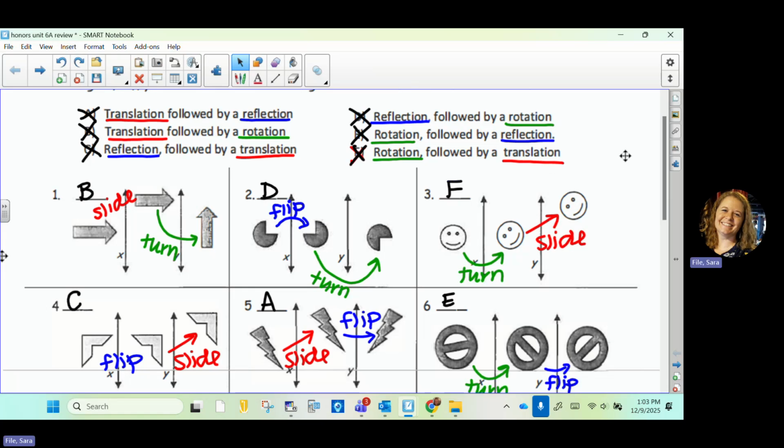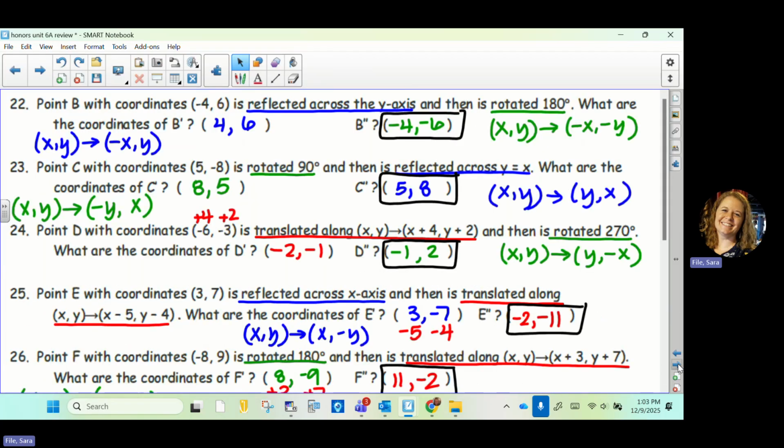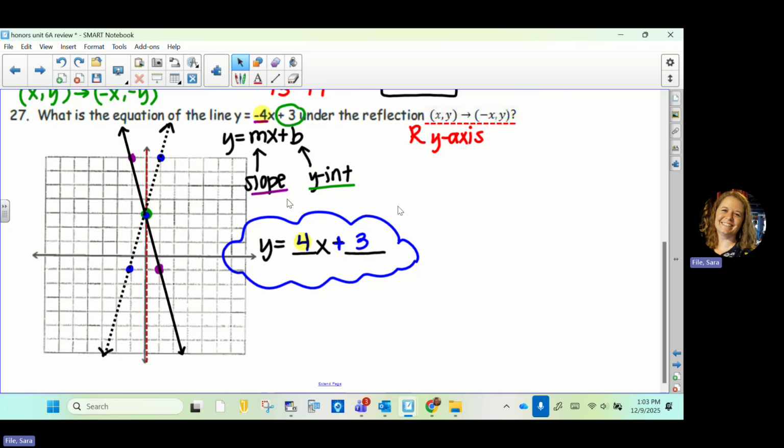What else? Number 27. Okay, so on 27, I think this is the one where you reflect a line. Yes. So I showed this graphically, and if you want to see it cleared out and done, I think I did it in 3rd period. You'll be able to watch that in that video if you need to.